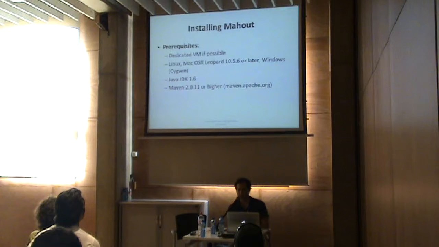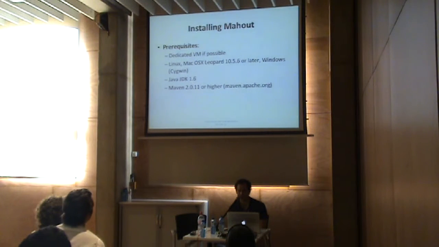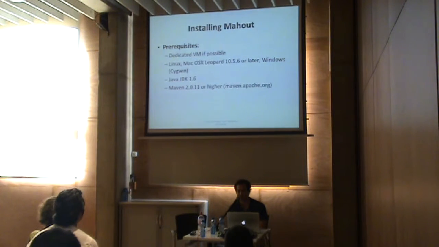So if you want to install Mahout yourself, get a dedicated virtual machine. It's available for Linux, macOS 10.5.6 or later, and Windows if you're running Cygwin. You need the Java JDK 1.6 or later. And you need to use Maven, which I wasn't familiar with. I'd set up Solr and a few other Java projects, but have mixed opinions on Java in general. But with Maven, it was possible to get this up and running within an hour or two. So yeah, maven.apache.org.